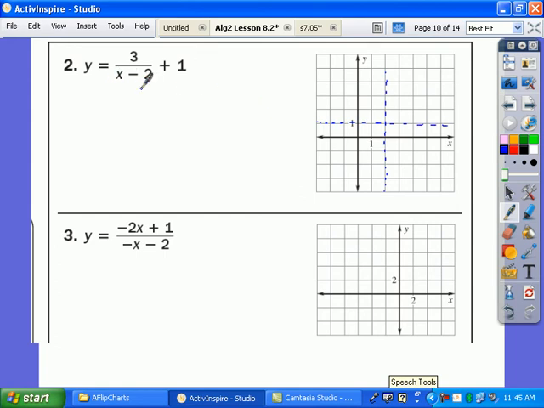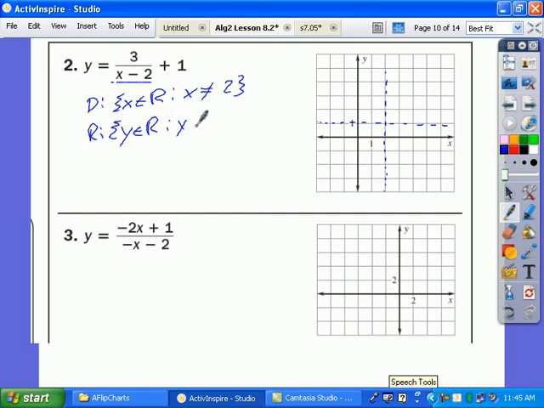The domain will be x is a real number, but x cannot equal 2. And again, you can either look at where the vertical asymptote is, or you can look just at the denominator and say, what value is going to make the denominator 0? That's enough to know. And now the range, y is a real number, but y cannot equal, and we look at the horizontal asymptote here, so y cannot equal 1.